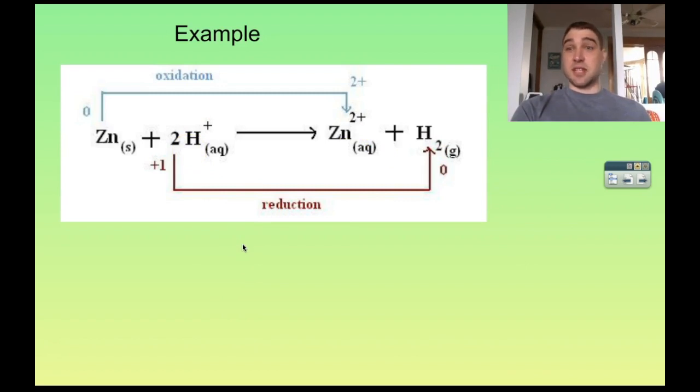So today on Flipping Science we looked at oxidation and reduction, what they are, and some simple definitions.